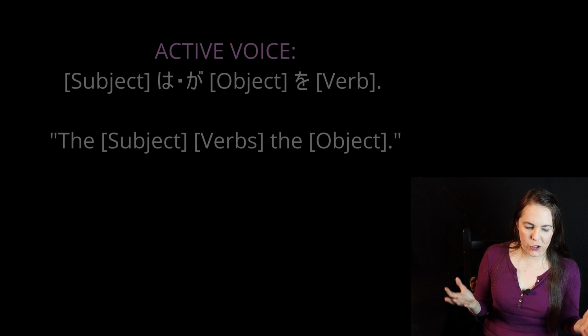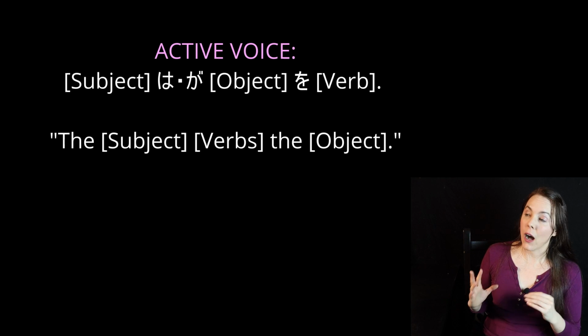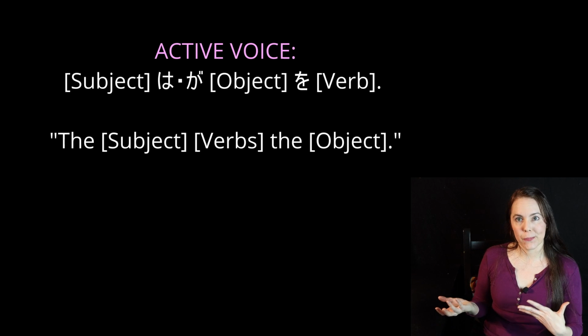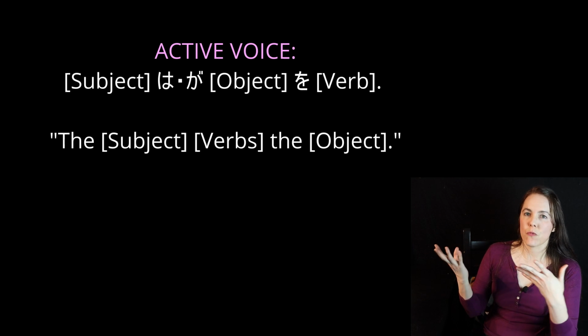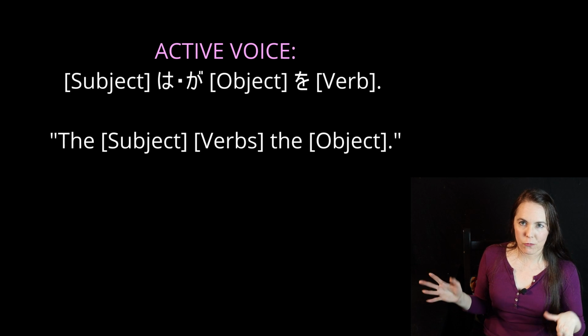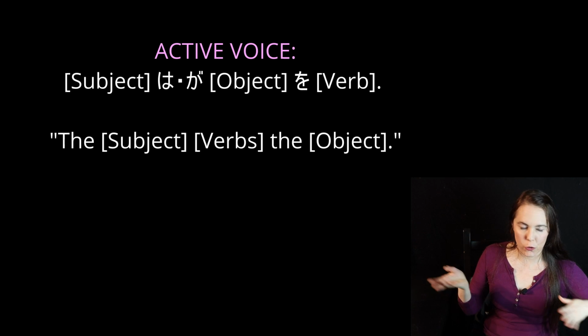So this is how normal Japanese sentences are structured. Subject, wa or ga, object, wo, verb. And that means the subject, verbs, the object. That's like our very basic Japanese sentence structure that we learned towards the beginning.